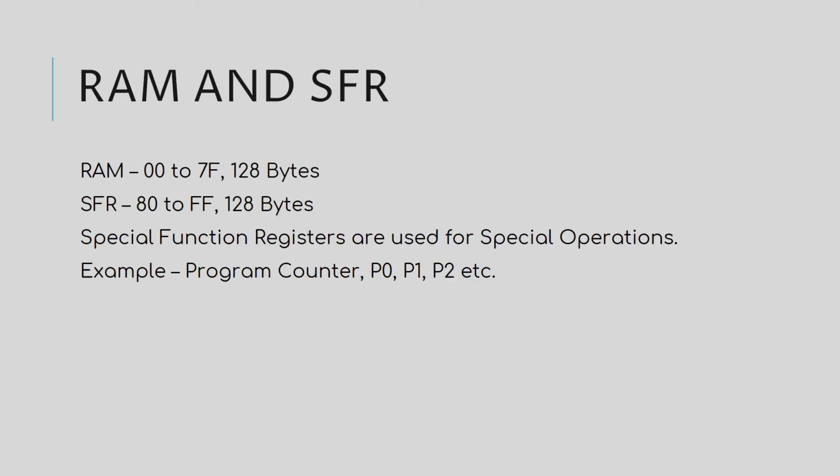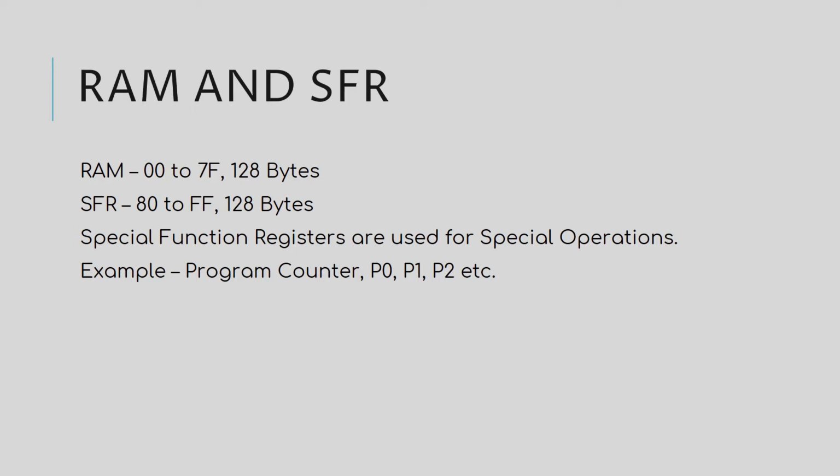Let's talk about RAM and the SFR. So the size of RAM is 128 bytes. The memory locations allocated to RAM are 00 to 7F. And SFR is 80 to FF, which is another 128 bytes. Why is the name SFR? Because special function registers are used for some special operations. For example, the program counter is one of the special function registers.